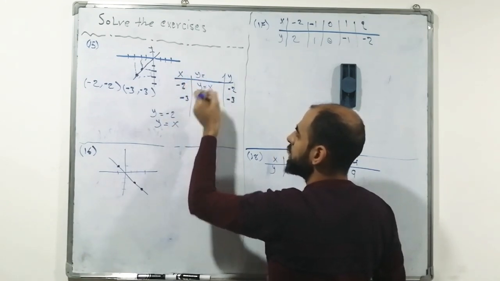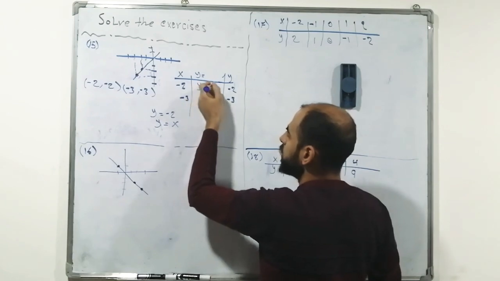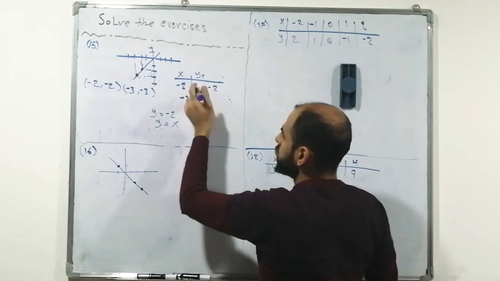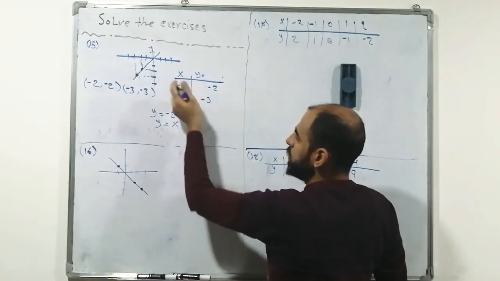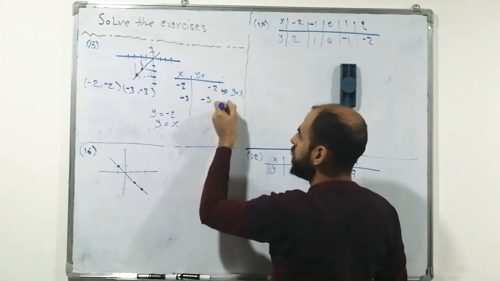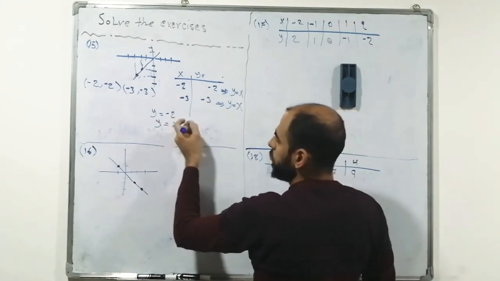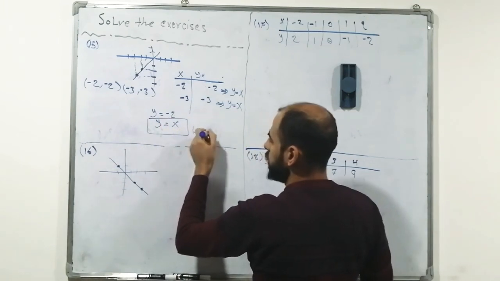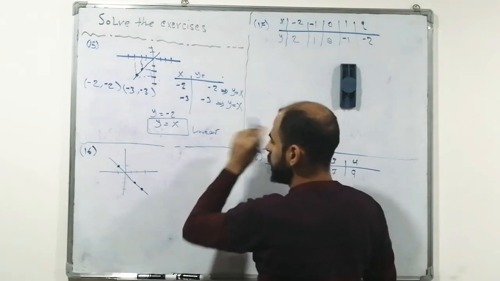So y equals x, y equals minus 2, which is minus 2, and minus 3. That means y equals x, and also here we have y equals x. That means the linear function is y equals x.